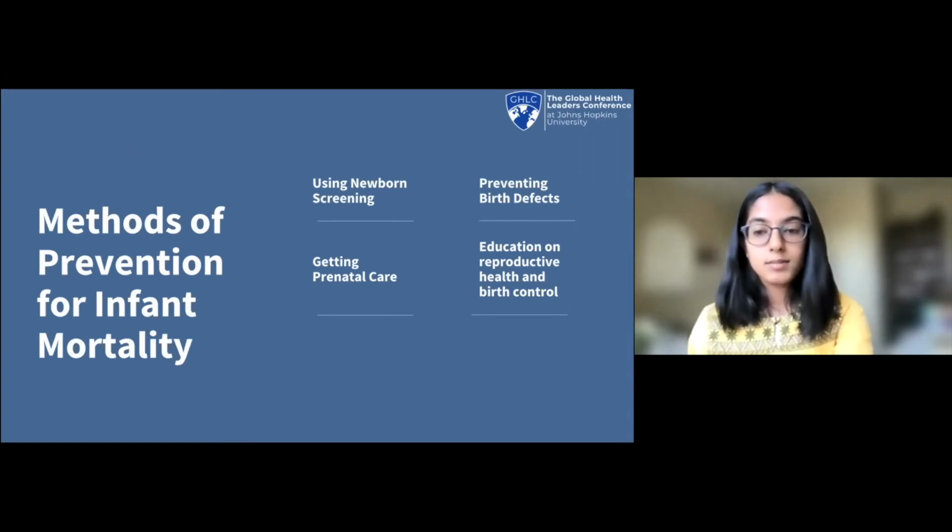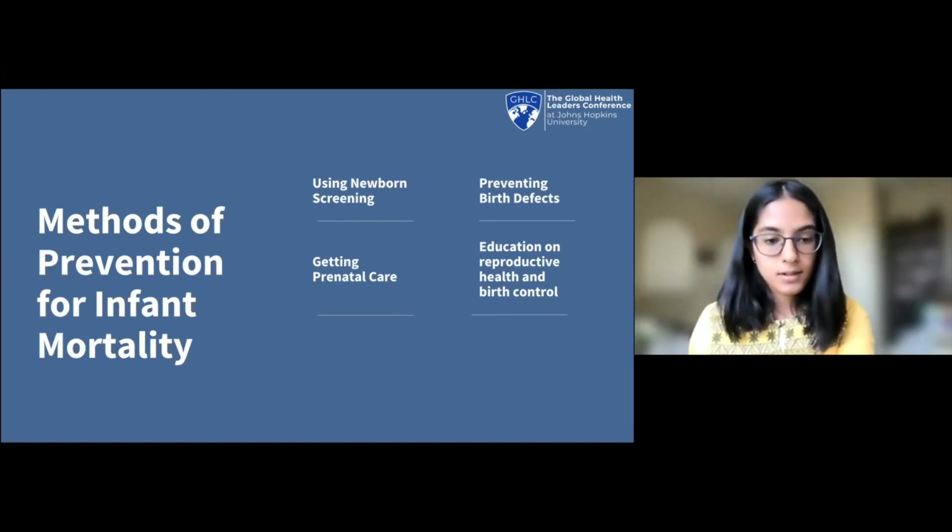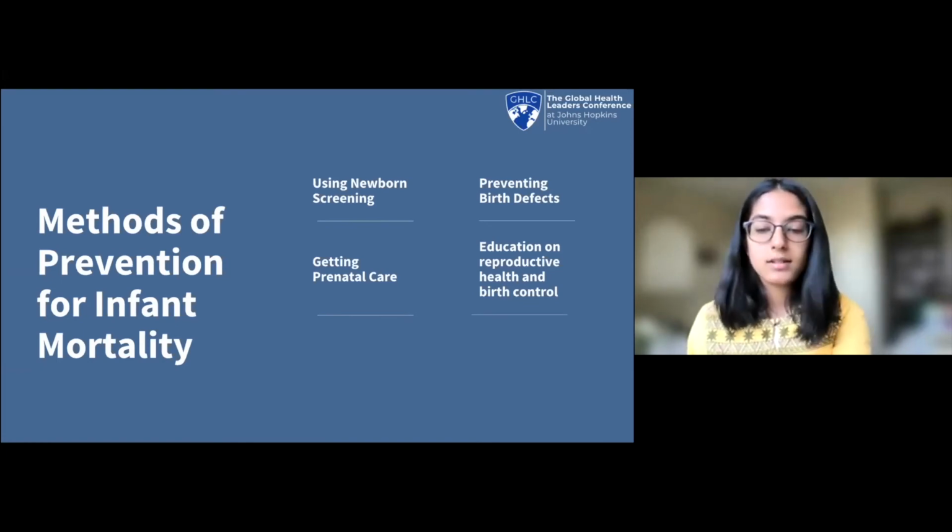Next one we have is preventing birth defects. Now, aside from the obvious things like not using alcohol, drugs, and tobacco during pregnancy, mothers should also take the necessary supplementation such as folic acid to help lower the chances of certain birth defects. This is why it is absolutely essential to make sure that every mother in developing countries and high-income countries alike are getting the essential supplements they need during pregnancy.